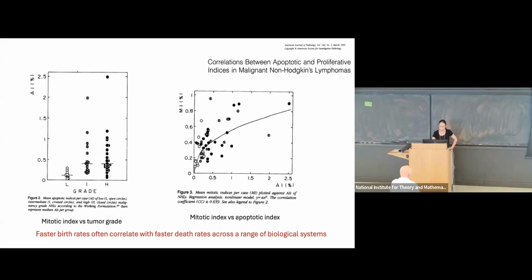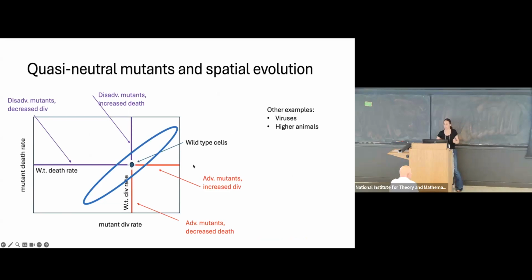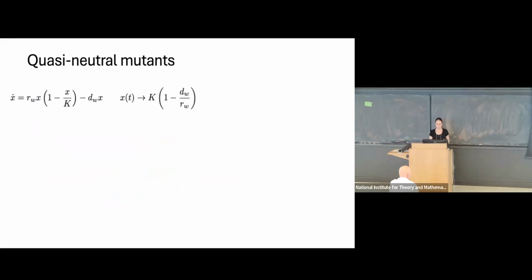So this one shows that mitotic index is correlated with apoptotic index, which means that mutants that die more also divide more. So you can simultaneously increase division rate and death rate or decrease both, right? So this gives rise to this area on this graph. Inside, if you put a straight line here, these are mutants with proportionally increased divisions and deaths. Right? They have the same birth to death ratio, but they either go faster or slower. So we call them quasi-neutral mutants.